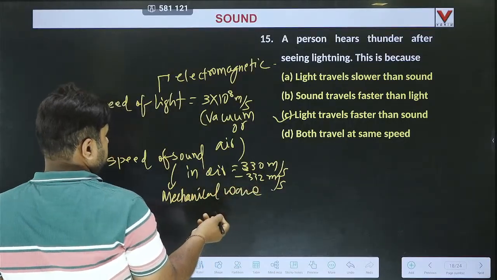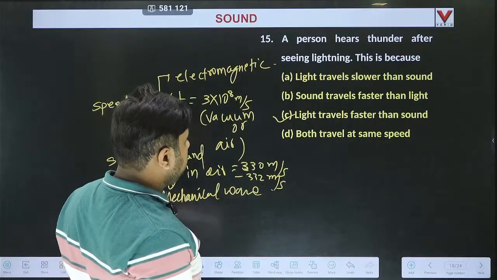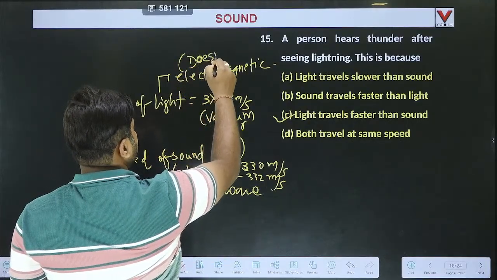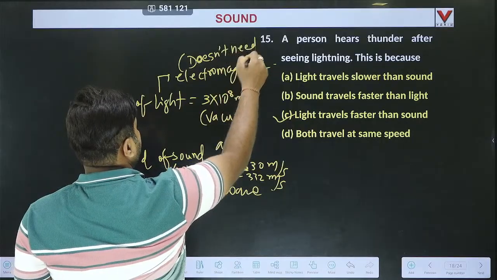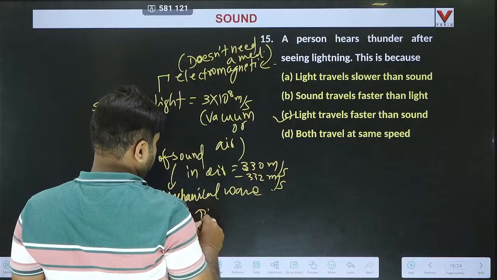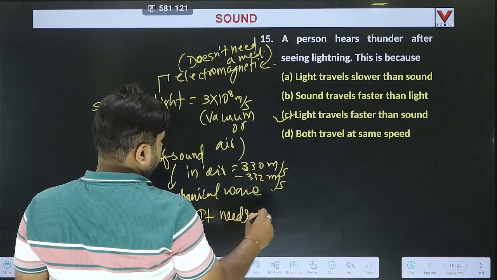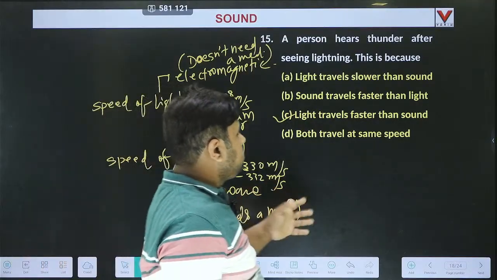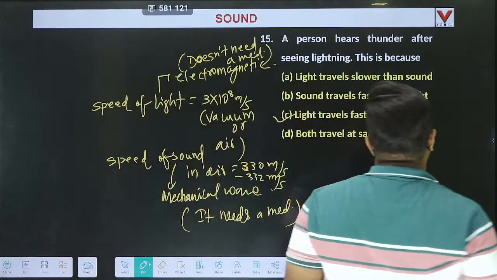Okay, so this needs a medium, it does not need a medium. Okay, does not need a medium, okay. But here it needs a medium. Okay, so light travels faster than sound.